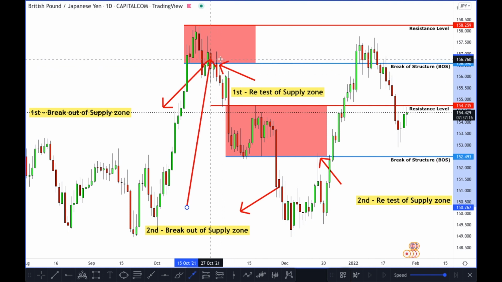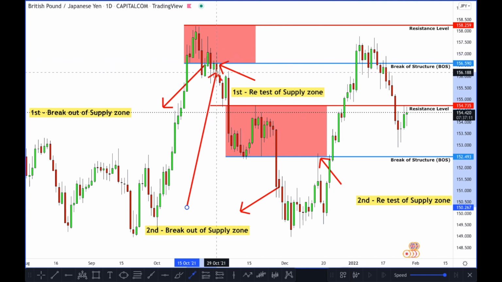So some people can put their stop loss just above here in the break of structure, but I would say put it on the previous candle's wick that was left behind, or the body of the candle. So we would have put our stop loss just above this level right here, which would be perfect for us in terms of a trade.